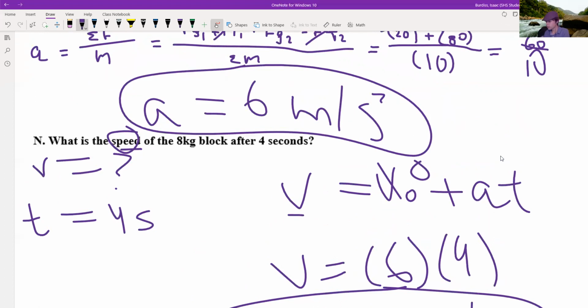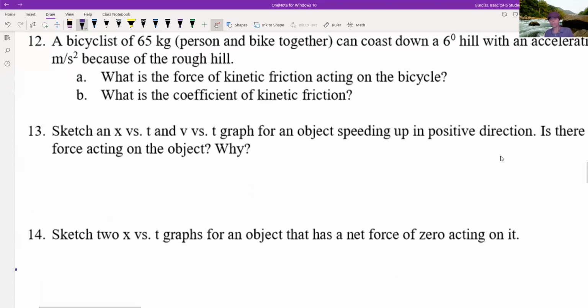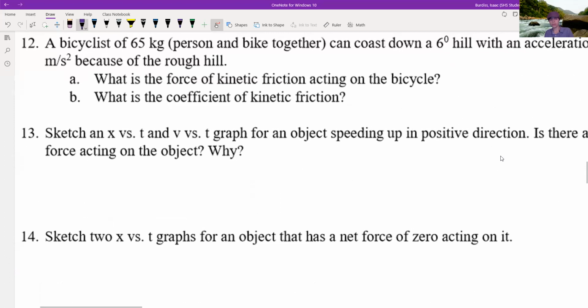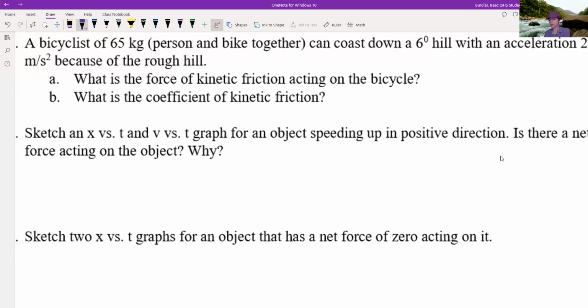Although, I wish that we had one that was talking about something that goes on a ramp. That's very important. Okay, so sorry that I said that was the last problem. I got to do one of those. That's very important. All right, a bicyclist. We're not going to do part B. We'll just do part A for time's sake.